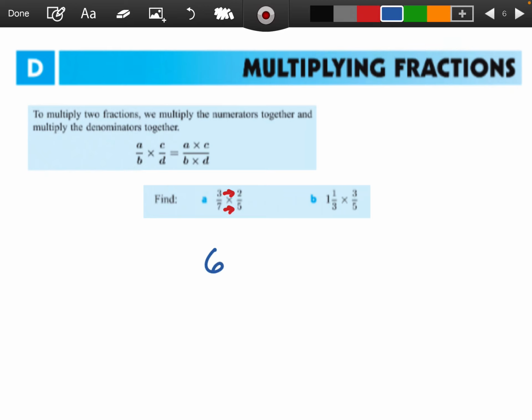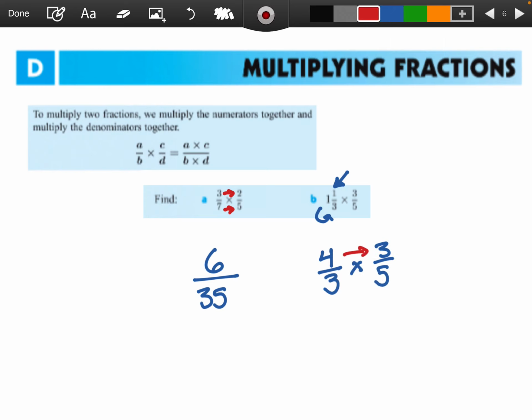So 3 times 2 gives me 6. 7 times 5 gives me 35. And I cannot reduce that. They do not have any common factors. When you're dealing with a mixed number, you need to make that into an improper fraction before you begin multiplying. So again, large number times denominator, 1 times 3 gives me 3, and then add the numerator, so that gives me 4 over 3 times 3 over 5.